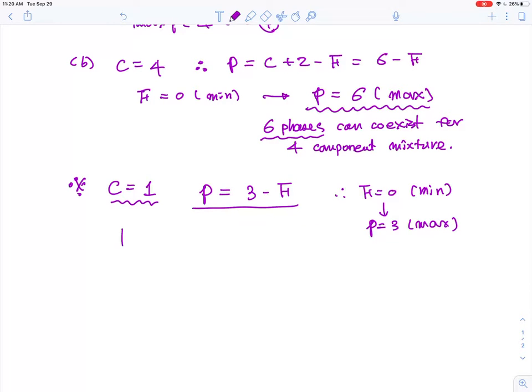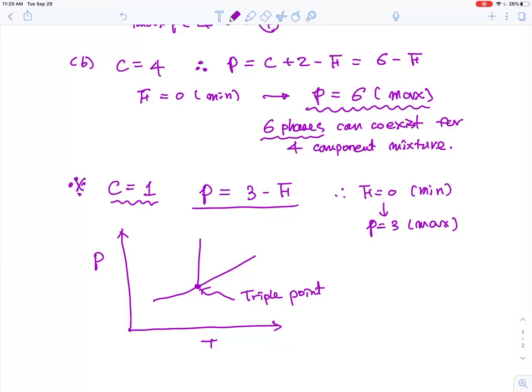Right? So remember that when you draw the phase diagram, pressure against temperature, a typical phase diagram looks like that. And this is a point we call the triple point, which is solid, liquid, gas. This is where the degree of freedom is 0, but P is 3. Right? Three phases coexist at the same time.